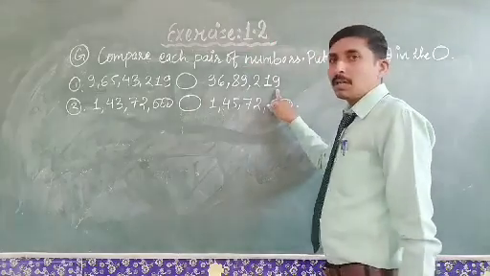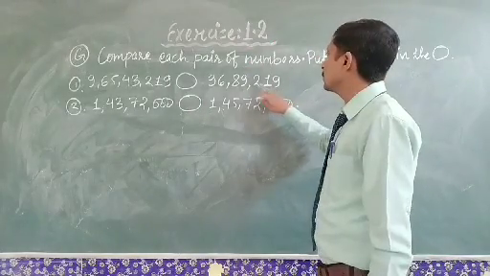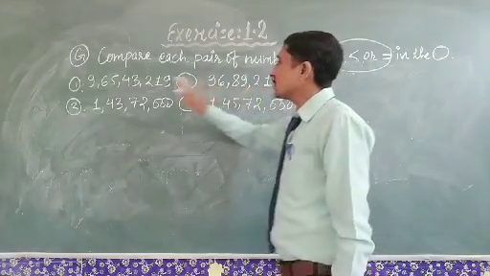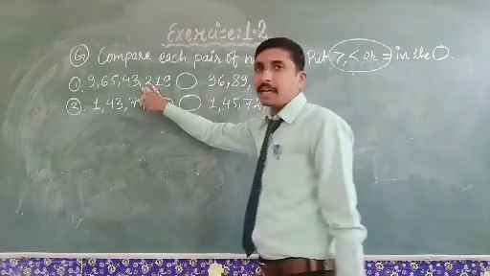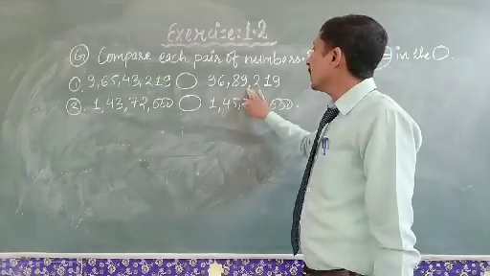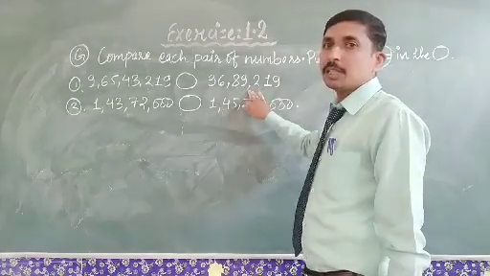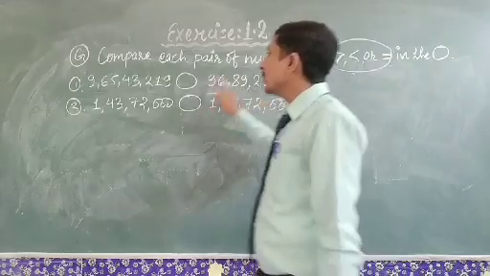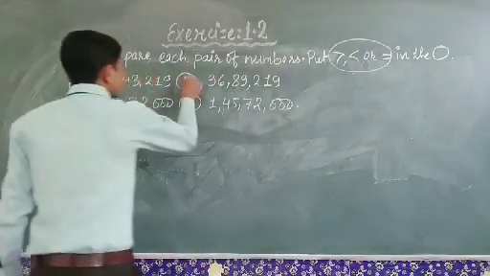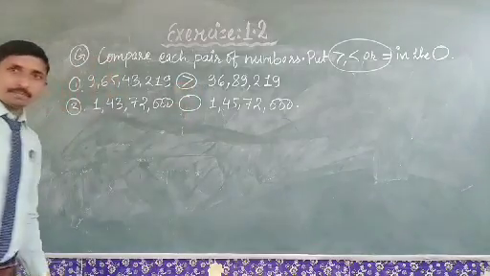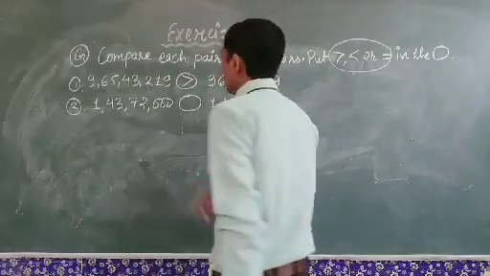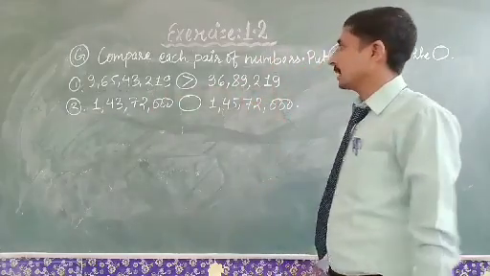And in second number, you see the number of digits is 1, 2, 3, 4, 5, 6, 7. So in first number, the number of digits is 8, and in second number, the number of digits is 7. That means the number which has fewer digits is smaller and the number which has more digits is greater. So we have to put this sign. The first number is greater than the second number.